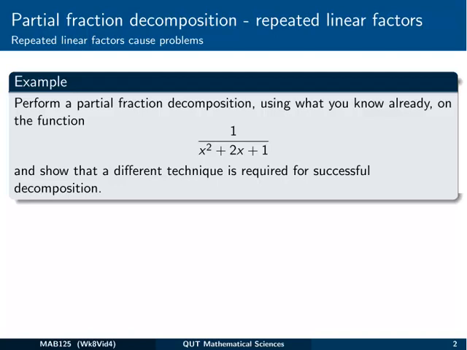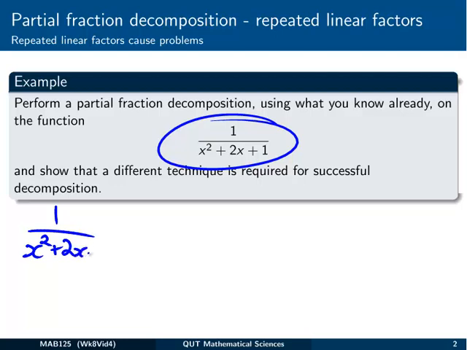So let's start off. We're going to perform partial fraction decomposition on this function using what we know already. We're going to show that it won't work. So let's look at this first. I've got 1 on x squared plus 2x plus 1. Now, I just happen to know, but you could figure this out by factorizing it yourself, that that denominator is actually 1 over (x plus 1) all squared.